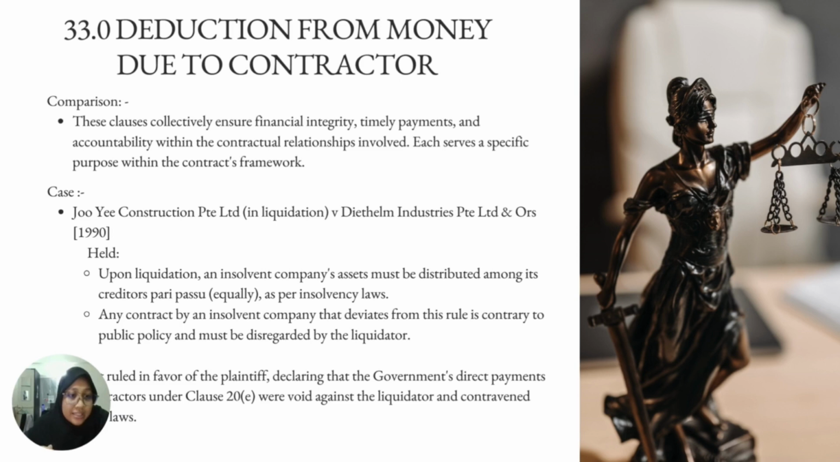For example of the case is Dewey Construction Pty Ltd in liquidation versus Diethelm Industries. The thing held is upon liquidation, an insolvent company's assets must be distributed among its creditors equally as per insolvency laws. Any contract by an insolvent company that deviates from this rule is contrary to public policy and must be disregarded by the liquidator. The court ruled in favor of the plaintiff, declaring that the government's direct payment to the subcontractor under Clause 20E is void against the liquidator and contravenes insolvency laws.